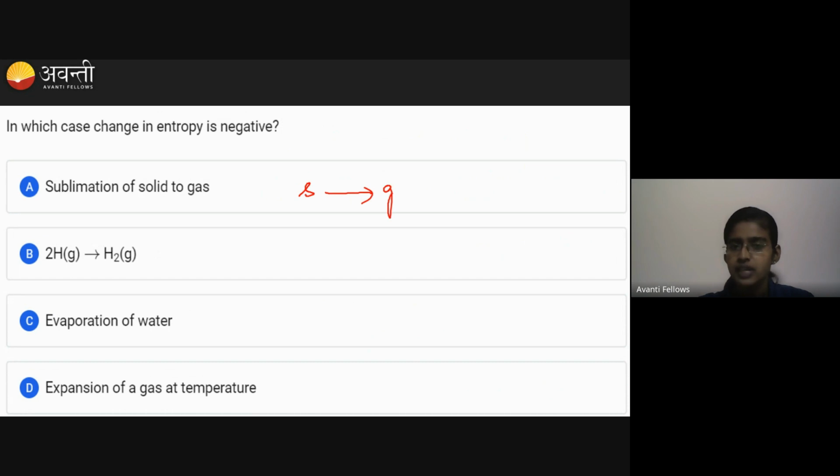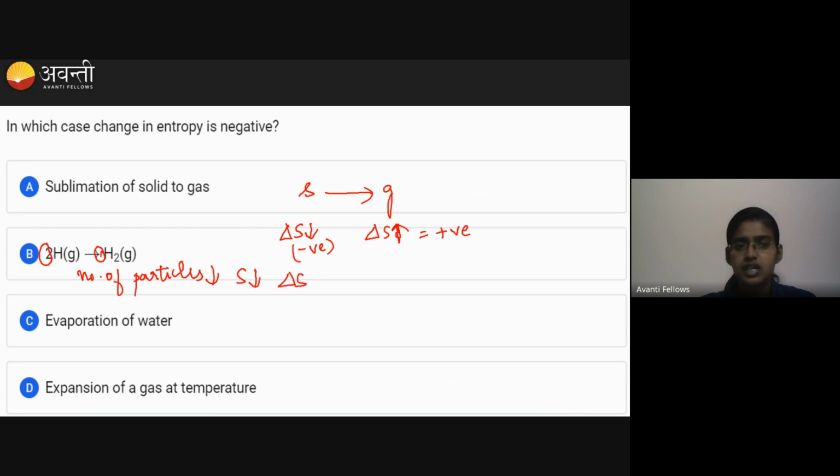So we know that entropy of a gas is more, and entropy of a solid is less. So change in entropy is also less for solid and more for gas. If entropy is more, the value will be positive, right? So it is not negative, it is positive, and here only it is negative. Coming to two hydrogen giving one hydrogen molecule, here 2 particles are getting converted to 1. So the number of particles decreases. So entropy will also decrease and change in entropy will be negative. So option B is the correct answer.